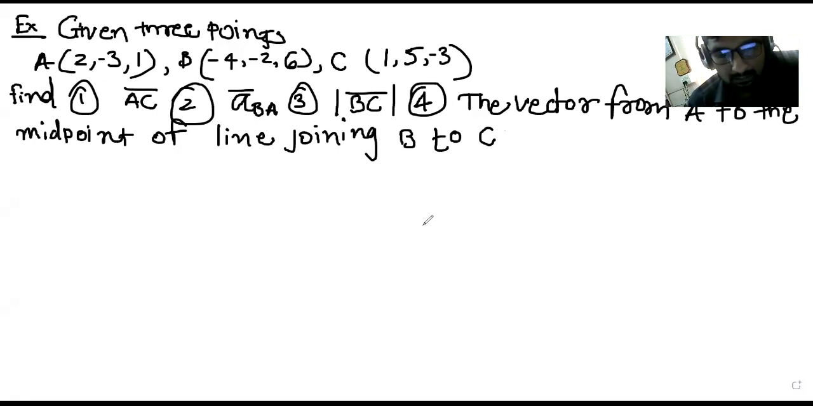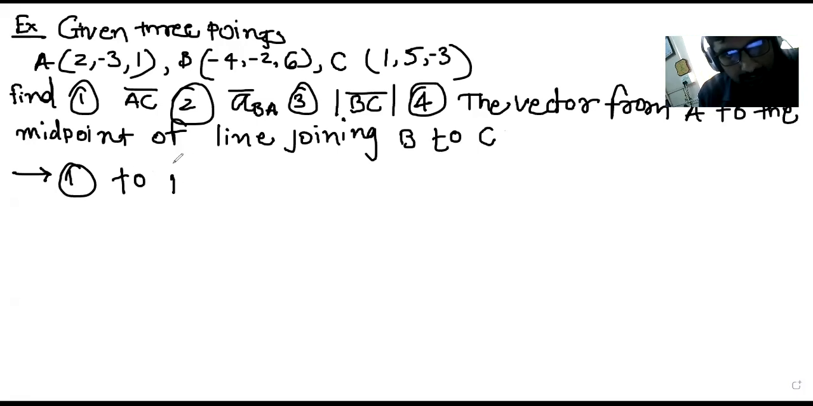Have you noted the problem? This example has been asked in university examinations frequently for 6 marks. Now let's find out one by one each and every thing that has been asked in this example. So let's proceed to find out the first part, that is vector AC bar, right?